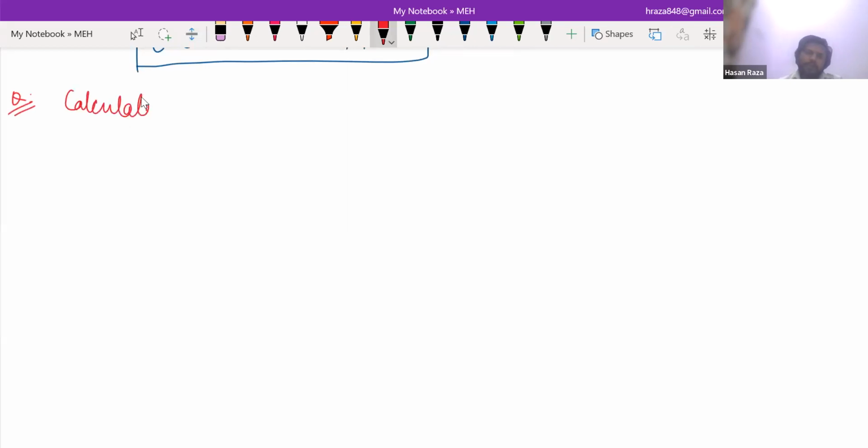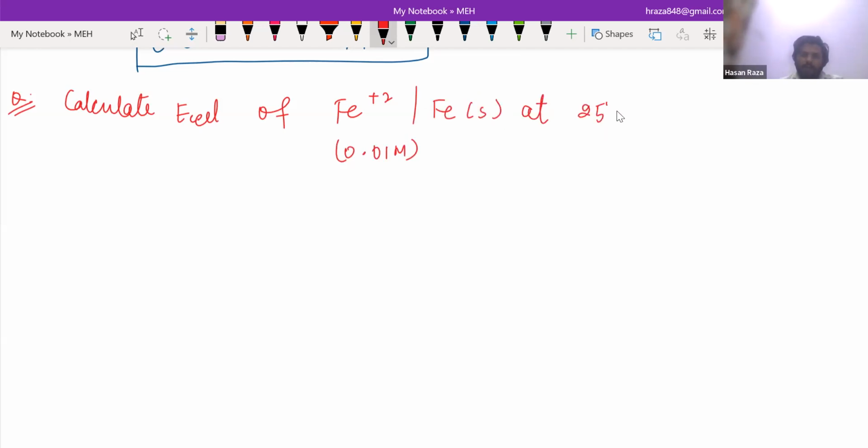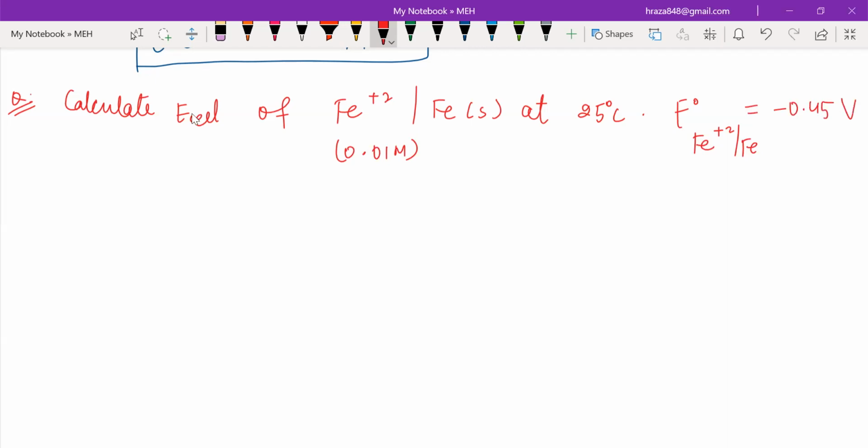The next question: calculate again E cell of Fe solid. You just need to write first the equation, which is very important. It's okay, at 25 degrees centigrade and E naught is given. That means E naught cell is given. Fe plus 2 slash Fe, or is it plus 3? Okay, plus 2 is given as minus 0.4. Apply the same concept that I just explained and send it back to me.